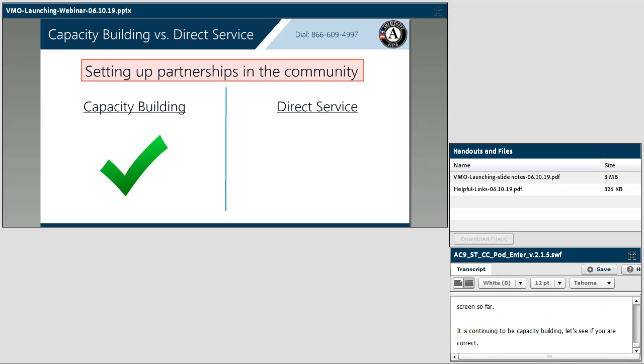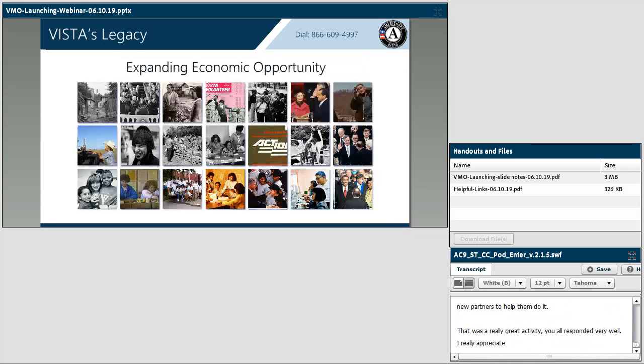The correct answer is capacity building. Since you're striving to link the community with organizations, people, funds, and more to eliminate poverty and make a positive difference. So you're building the capacity by helping the community members find new ways to get things done and new partners to help them do it. Wow, so that was a really great activity. You all responded very well, and I really appreciate you all for participating.